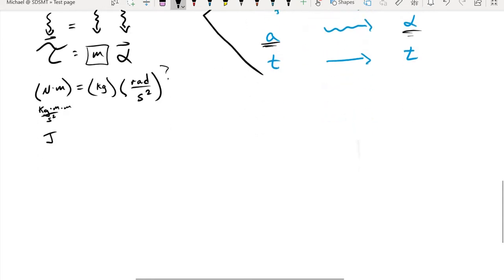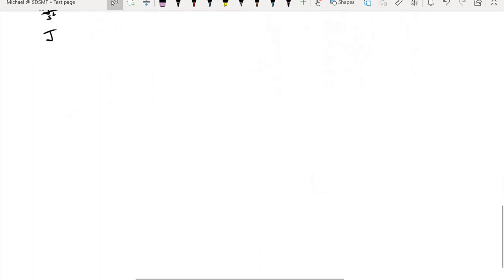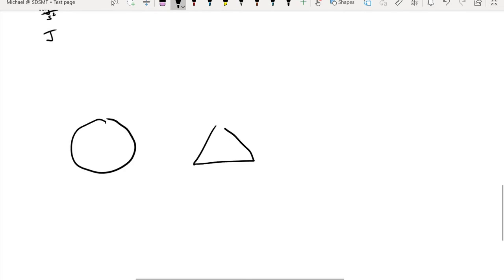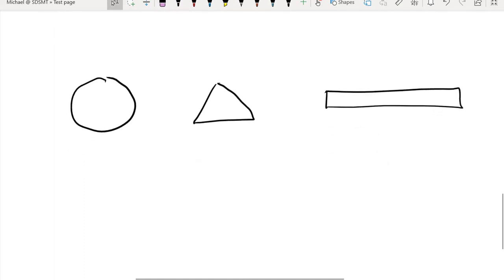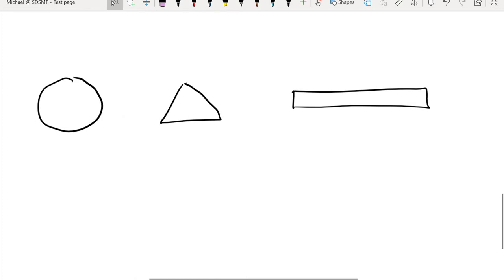And so what I would like you to do at this point is consider some objects that all have the same mass but different geometries. And the one thing that we're going to bring in from Chapter 9 to help us out is the idea of center of mass.